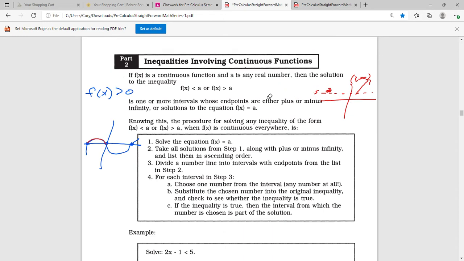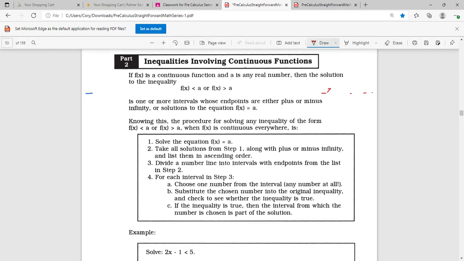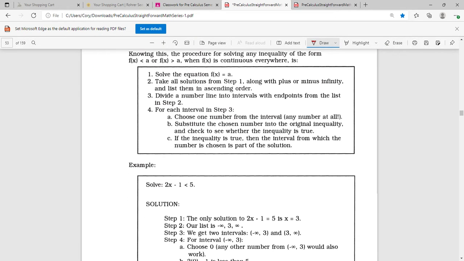In this lesson, we're going to learn how to do that without using a graph. There are 4 steps to solving inequalities like this. Step 1 is solve the equation f of x equals a, and a is just whatever you're greater than or equal to. Step 2: take all the solutions from step 1 along with plus and minus infinity and list them in order. Step 3: divide a number line into intervals, so we're going to make intervals with the endpoints from the list.